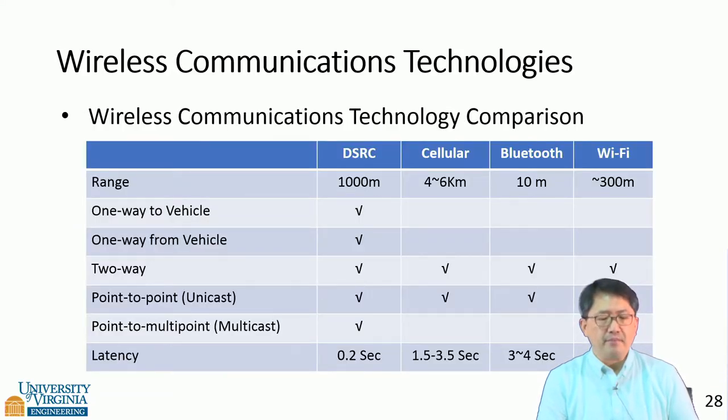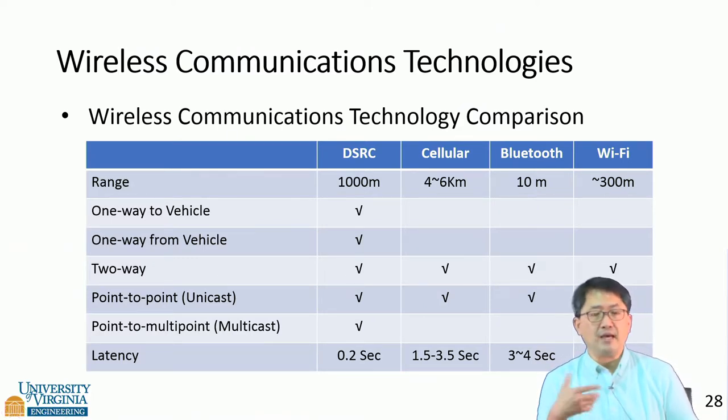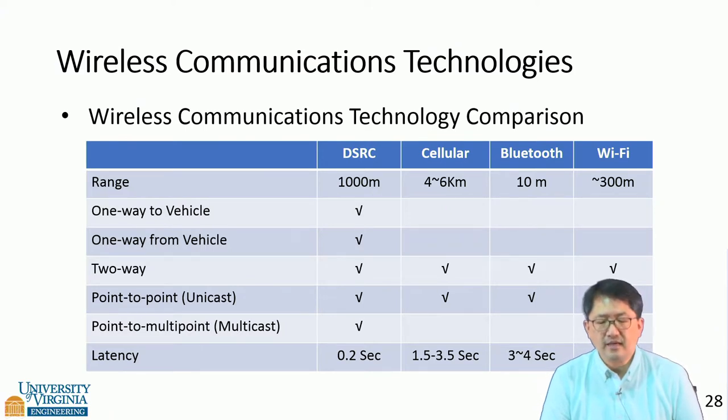So some comparison of DSRC, cellular, Bluetooth and Wi-Fi. The most important thing is probably that the latency is very, very low for DSRC. That's why they adopted DSRC over other things. And you might ask why Wi-Fi is 1 to 5 seconds while DSRC is 0.2, even though DSRC comes from Wi-Fi technology.